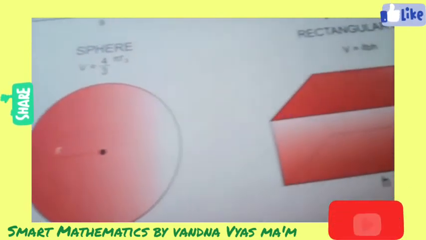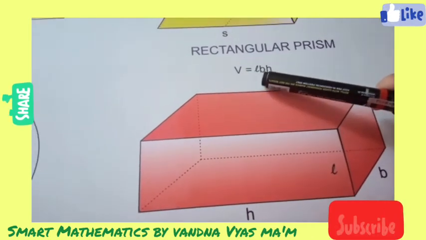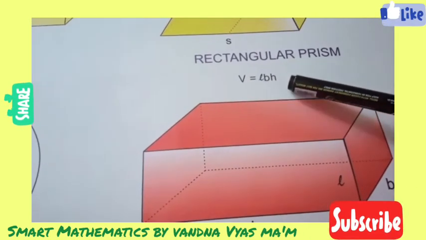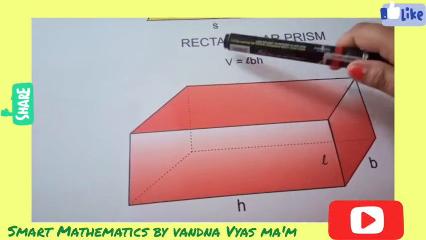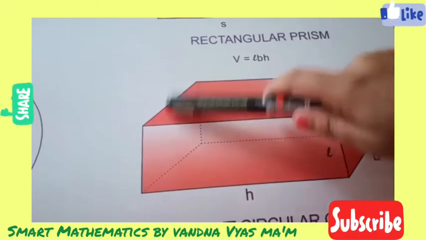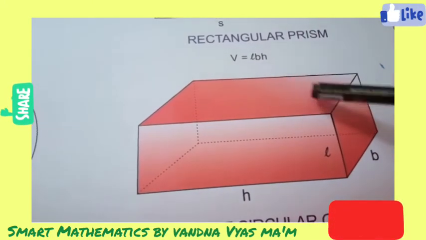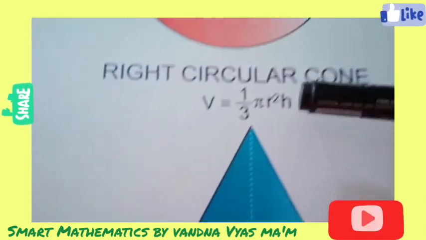Now come to the rectangular prism. The volume is equal to l into b into h. Students, the volume of rectangular prism is the same as the cuboid, because the shape of cuboid is the same as the rectangular prism.